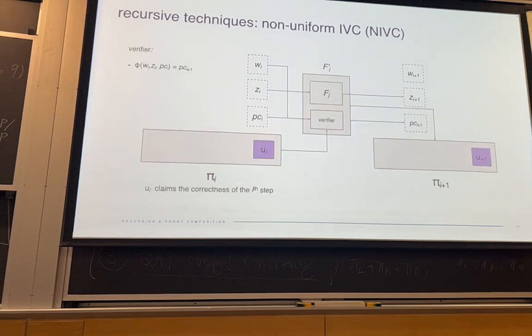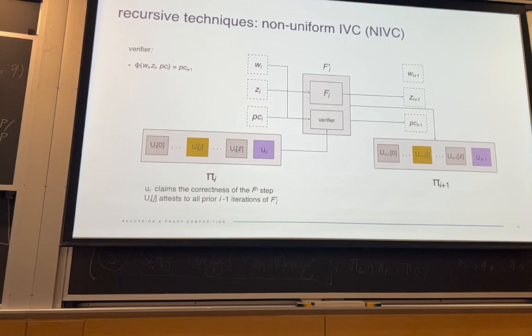Oh, and the most recent variant was called SuperNova, that achieves non-uniform incrementally verifiable computation. So this is useful in the context of state machines, basically. So it's a fun read, I recommend it, but we will not go into it.